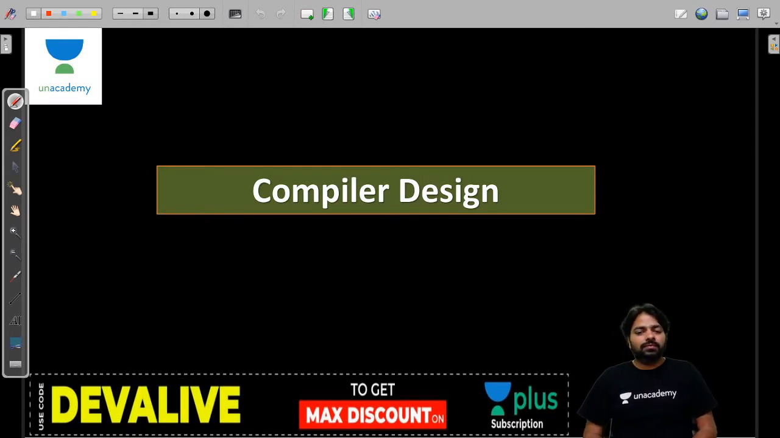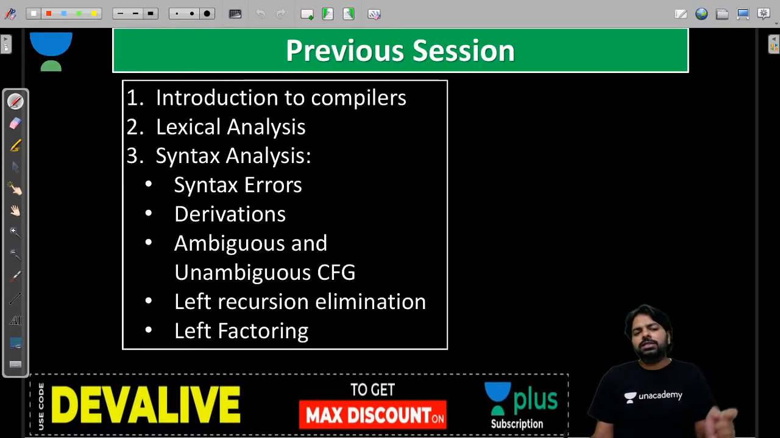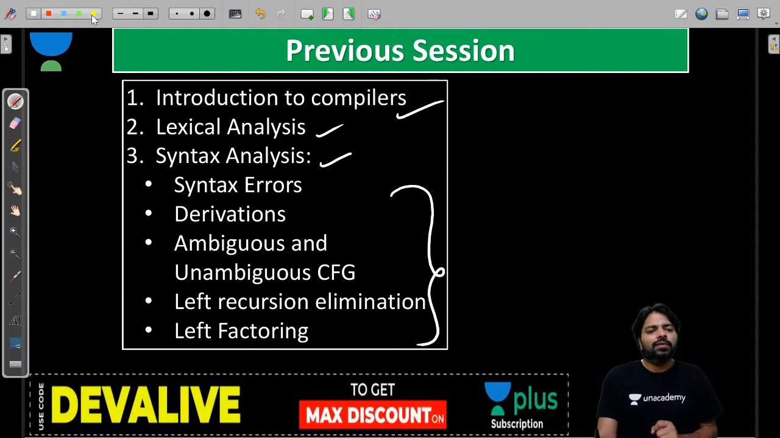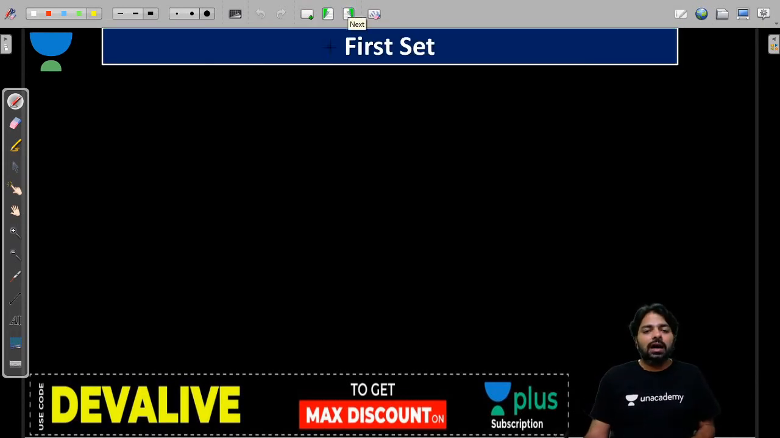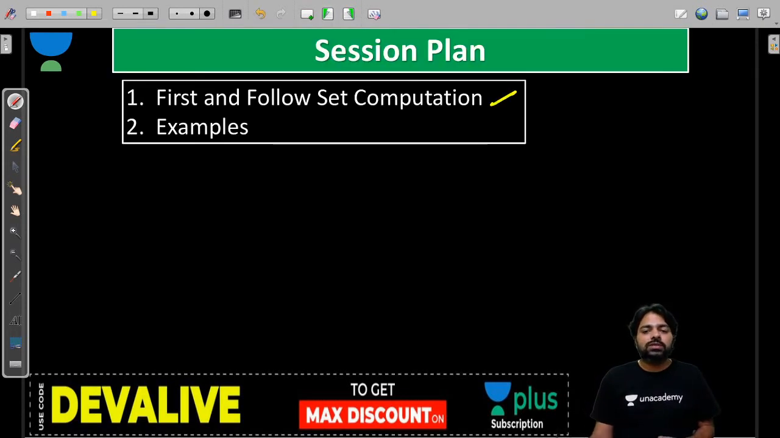Now let's start with compiler design, the topic which is first and follow set computation. Let's begin. In the previous session, we have seen introduction to compiler, lexical analysis, and syntax analysis, and if anything is not covered here, we will be covering it in future too. But these are the topics which were listed in the previous sessions. Now in this session, I'm going to talk mainly about first and follow set computation, then we'll practice on them.